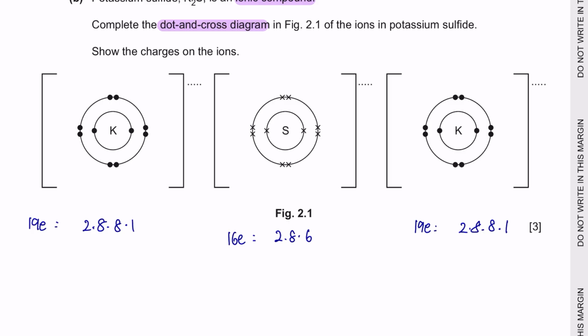So when reacted together, potassium is going to donate 1 electron giving a charge of positive 1, and sulfur will receive another 2 electrons in order to become a complete shell. So the charge is negative 2.